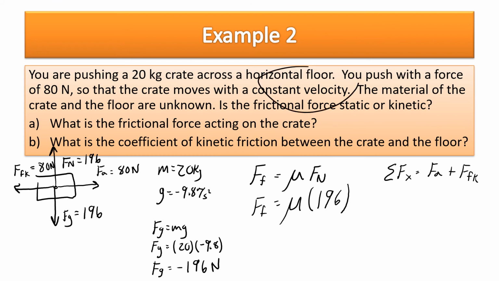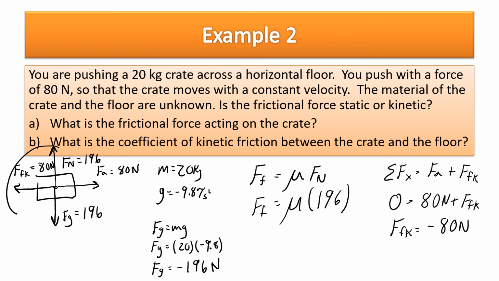And since it's moving at a constant velocity, I know that the net force must be equal to 0. There's no unbalanced force acting on this thing. The applied force is 80 newtons, and the frictional force, plus FFK. We don't know what that is, but when you solve, FFK is equal to negative 80 newtons because it's pointing to the left in the opposite direction. But you don't have to carry this negative over here because you just don't need to, okay? So the frictional force is equal to 80 newtons.